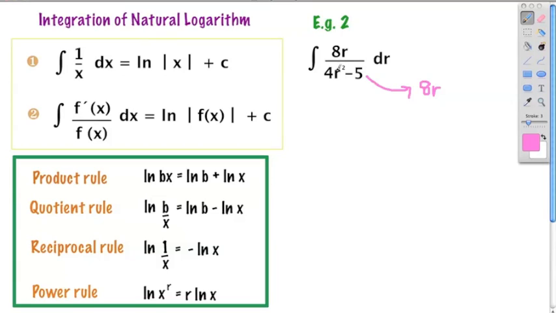So recall back to the formula that I have shown you earlier. If the function is in this form, the result of the integration will give you the ln of that function plus some constant. So in this case, the answer for this question will result in ln of the function, which is ln(4r² − 5). And don't forget to add the constant.